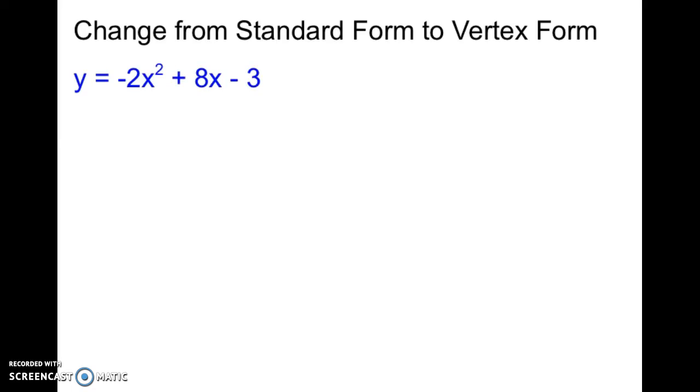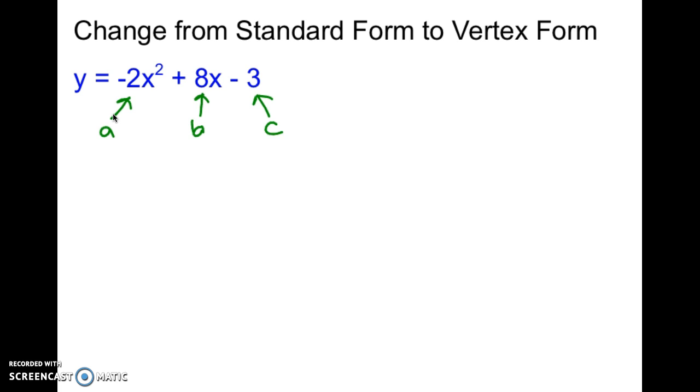Okay, right now in this problem, I am going to change a quadratic equation from standard form into vertex form. The current equation in blue is in standard form. Looking at it in standard form, your a is always the number in front of x squared, which is -2. Your b is the number in front of x, which is 8. And c is your number that's by itself, which is -3.